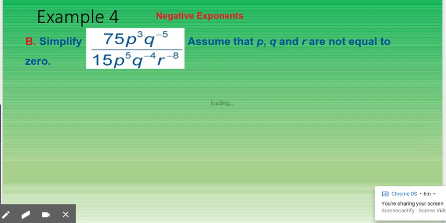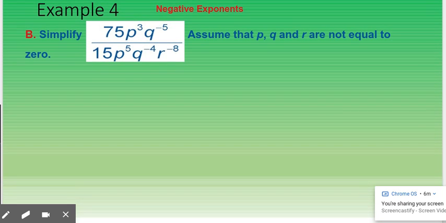Now, we are going to see these along with division problems. Okay, so this is a division problem that has negative exponents in it. And what you want to make sure that you do is you wait to do the negative exponents. Okay, so let's do this division problem. We have 75 over 15. I'm going to break these apart. p to the third over p to the fifth. q to the negative fifth over q to the negative fourth. And then I have 1 over r to the negative 8.